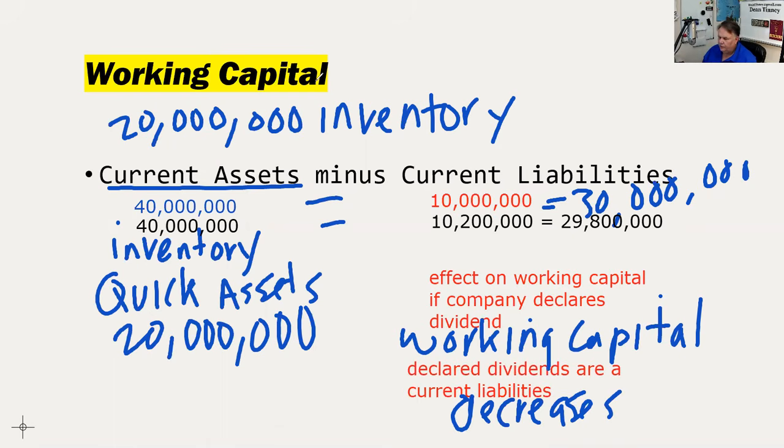All right, so be careful. When they declare the dividend, working capital goes down, but when they pay it, it's going to have no effect. So let me show that to you. Once we pay the dividend, we have less of an asset called cash now. So I'm just showing the effect of paying the dividend on the payable date.